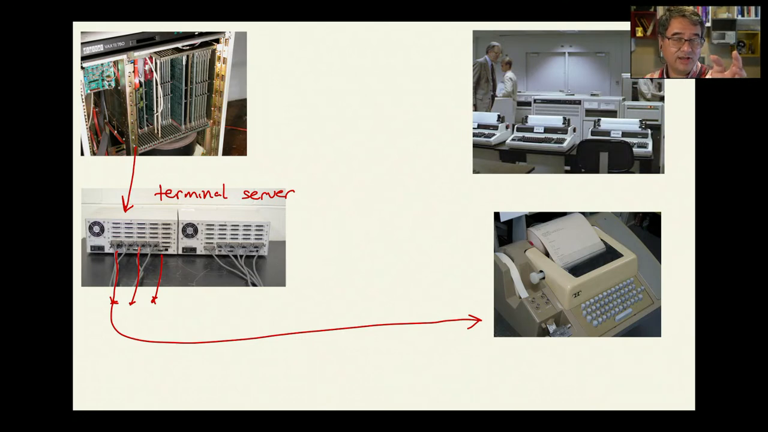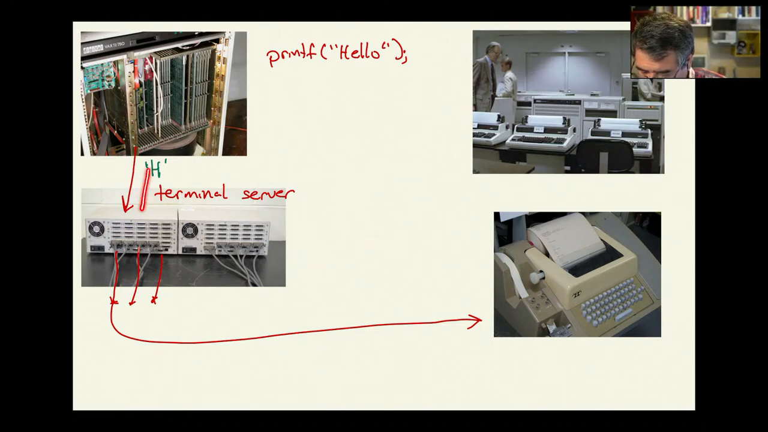So when your program outputs a string on the screen, it doesn't send that whole string all at once. It sends it one character at a time. So if your program says printf hello, it sends it as H-E-L-L-O. Okay, so that H starts heading down out towards the terminal server. The terminal server's job is to figure out which actual terminal it should send those characters to.